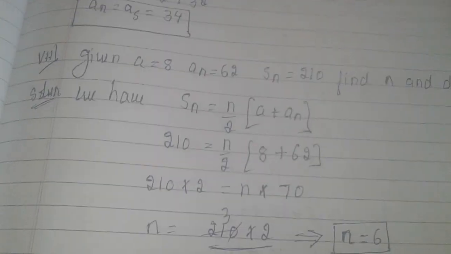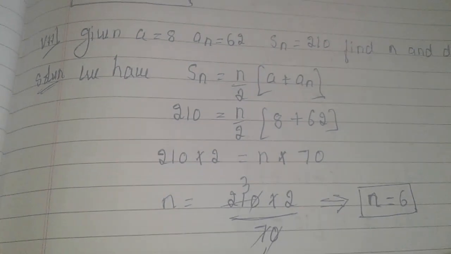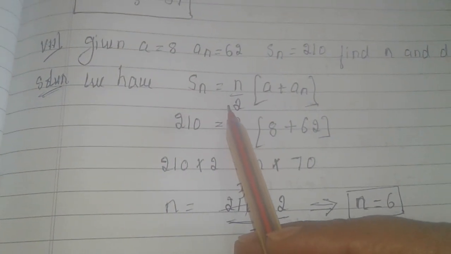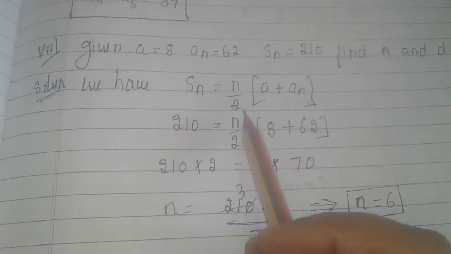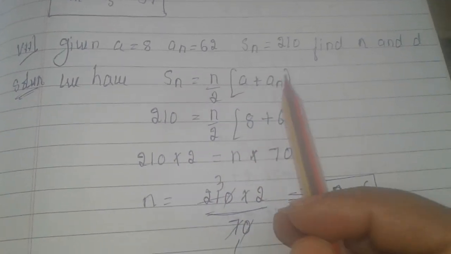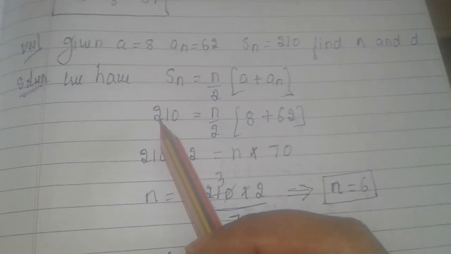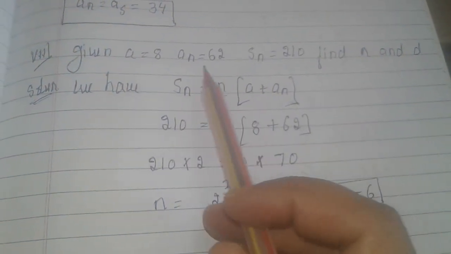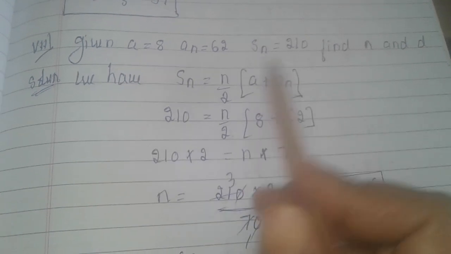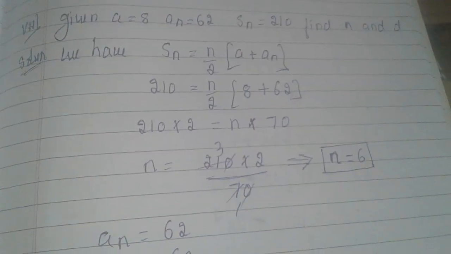Till now I was using the first formula. Now can I use the second formula which I learned before? That is Sn equals n by 2 into (a plus an). Why did I use this? If I use the first formula, I don't know d there. Here I know an and Sn both, so I can use this formula.